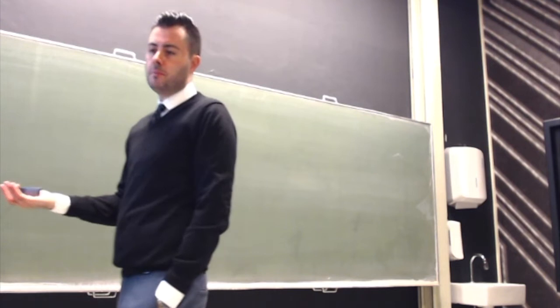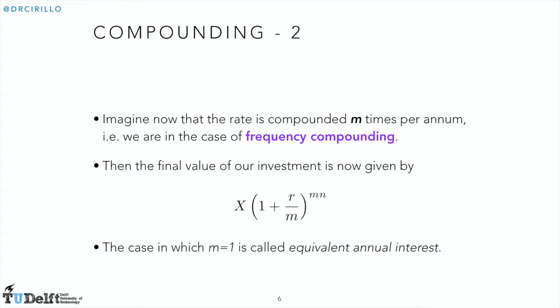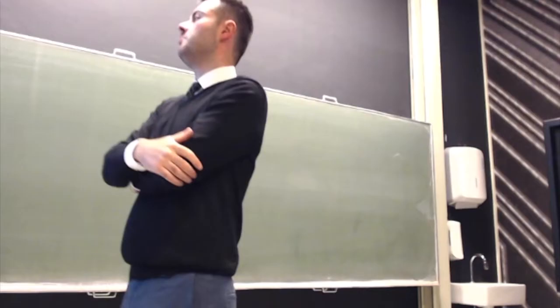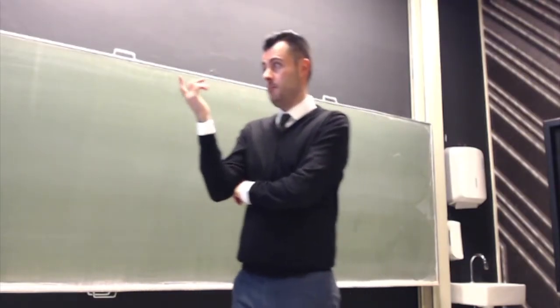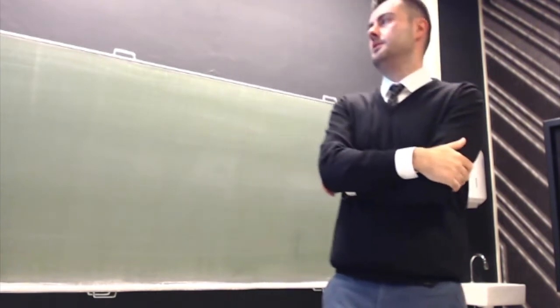Now, this is the simplest type of compounding we can think of. We can also have other types of compounding, for example, the so-called frequency compounding. I have my interest R, but my interest is computed every month, or every 3 months, or every 6 months. So I introduce a quantity M that tells me the frequency of the compounding, and now the formula becomes X times (1 + R/M) to the power of MN. If you take M equal to 1, you have the so-called equivalent annual interest, because you are removing the frequency part.